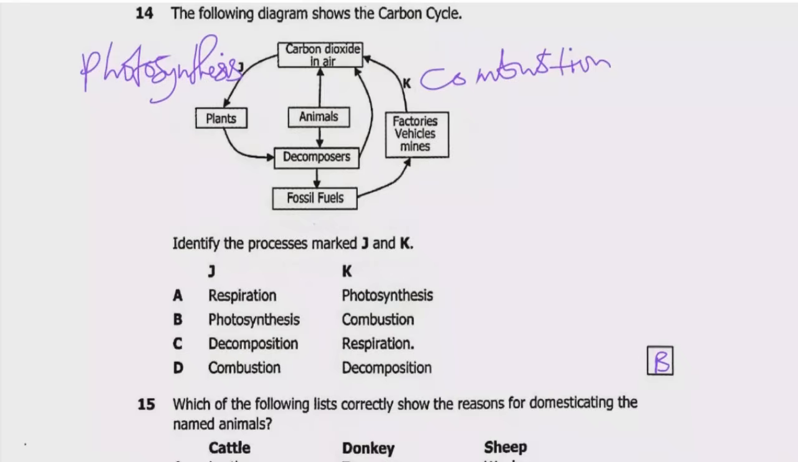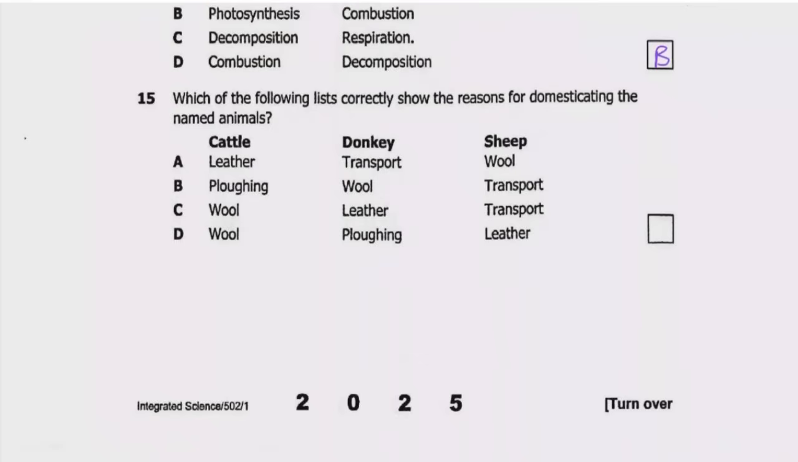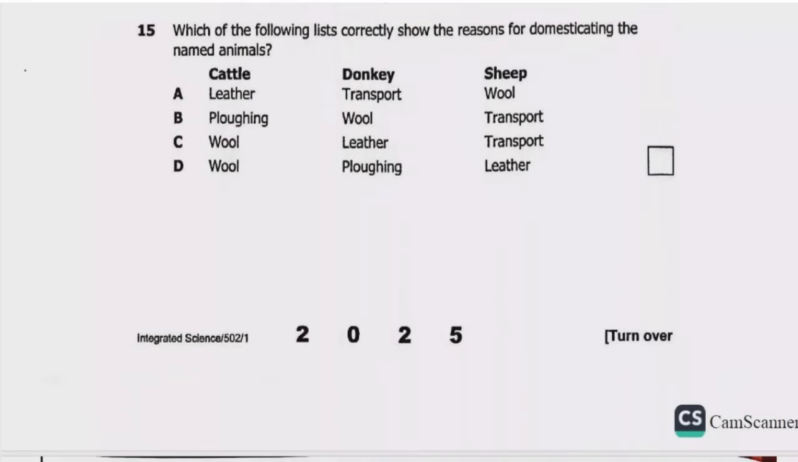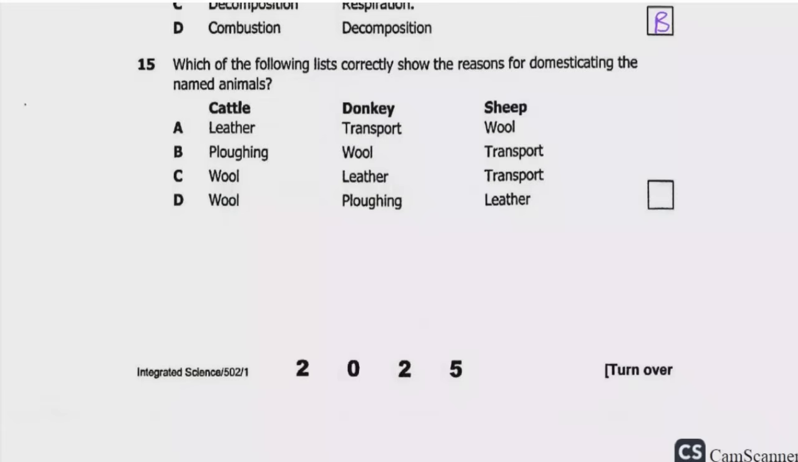Okay, so we go to question 15. I'm trying to speed up as well so that I beat time. If I'm too fast, you tell me so that I reduce the speed.